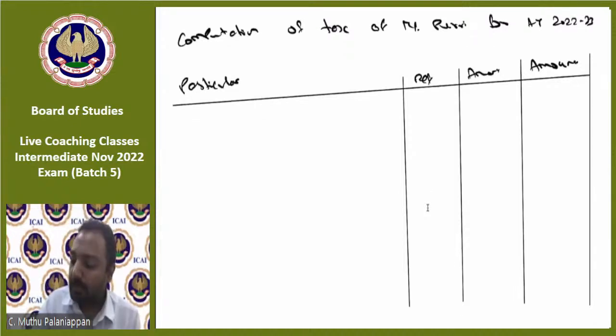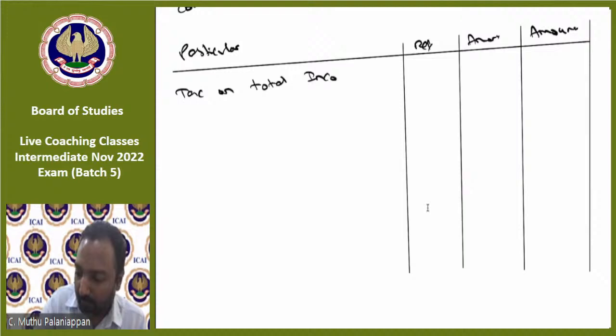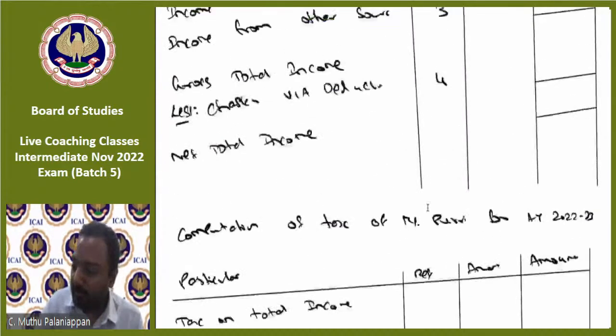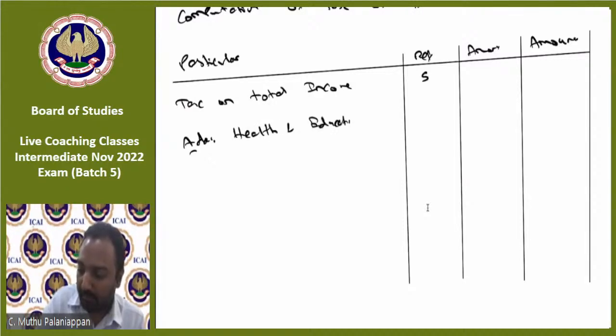So now we'll have to calculate the tax under regular income. So it will be tax on total income. You can have a reference if you require. So I'll call it 5. Then add, there is no surcharge or whatever, so let's say health and education cess. So that will be there. Then you get tax payable.